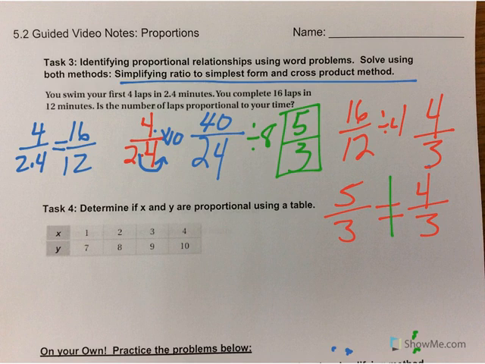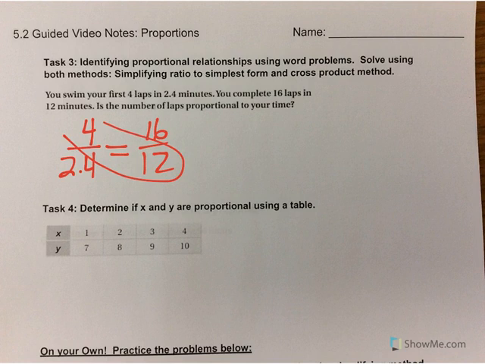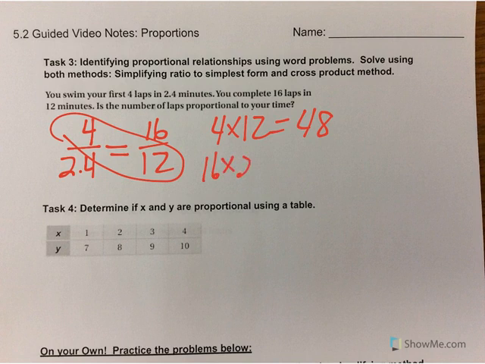The other method they ask us to use is the cross products. So again, 4 over 2.4. We want to know if that is equal to 16 over 12. As long as you keep the same quantities on top and bottom in each of them, it will work out just fine. We do our cross multiplying, so we are doing 4 times 12, which is 48, and then 16 times 2.4. You can use your calculator to help you out on that.